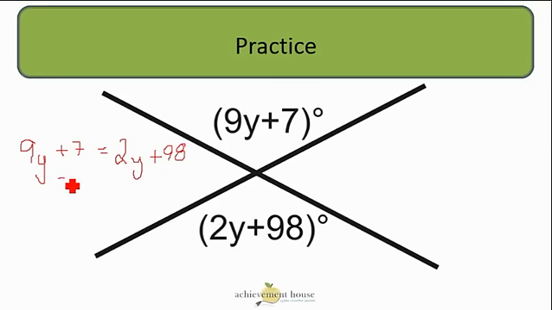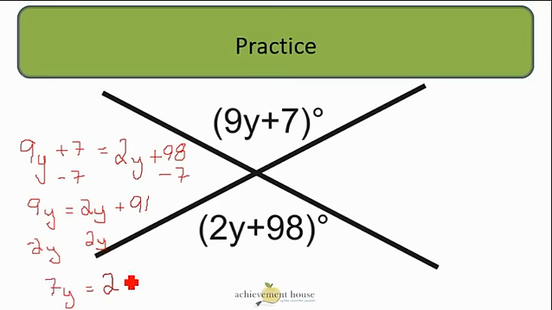Now, if we subtract 7 from both sides, we get 9y equals 2y plus 91. Now we can subtract 2y from both sides, and we get 7y equals 21. Sorry, I made a little mistake. Not 21, equals 91. Now if we divide both sides by 7, 91 divided by 7 is 13, so we get y equals 13.